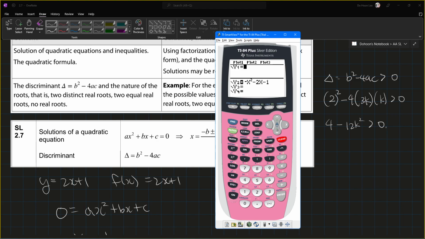Let's delete everything beforehand. Let's try 4 minus 12x squared. Okay, so let's graph that. So we're looking for where the function is greater than 0, or aka above the x-axis. So I know that has to be between these two intercepts. To find the intercept, second calculate, find the zero, 2. And let's press the left bound before the first one. Enter.